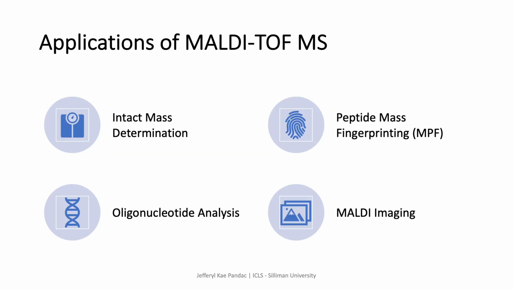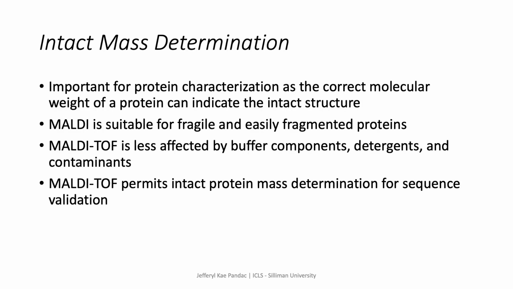These are the following applications of MALDI-TOF mass spectrometry. First is intact mass determination, and then we have peptide mass fingerprinting, oligonucleotide analysis, and lastly, MALDI imaging. The intact mass determination is basic and important for protein characterization because the correct molecular weight of a protein can indicate the intact structure. MALDI, a soft ionization technique, is suitable for proteins which tend to be fragile and fragment when ionized by other ionization methods.